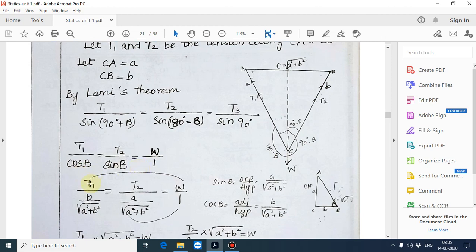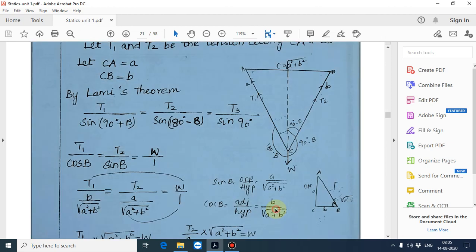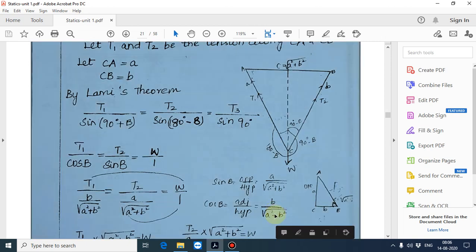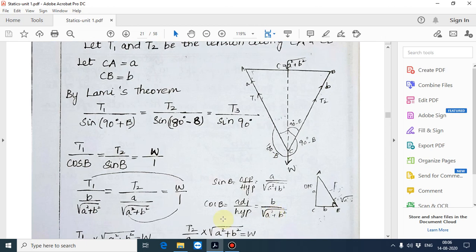T1 divided by, for cos B, here you put one small diagram: A, B, C, opposite, adjacent, hypotenuse. For sin theta you have opposite by hypotenuse, and for cos it is adjacent by hypotenuse. So you will get B by square root of A square plus B square. So T1 divided by B by square root of A square plus B square, and for sine, opposite by hypotenuse, so A by square root of A square plus B square, is equal to W by 1.